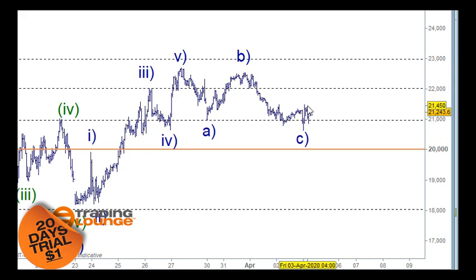So we want the market to prove to us, in a nutshell, that it's going to be moving higher here, and to do that it needs to take out the previous highs or get close to that at that point there.